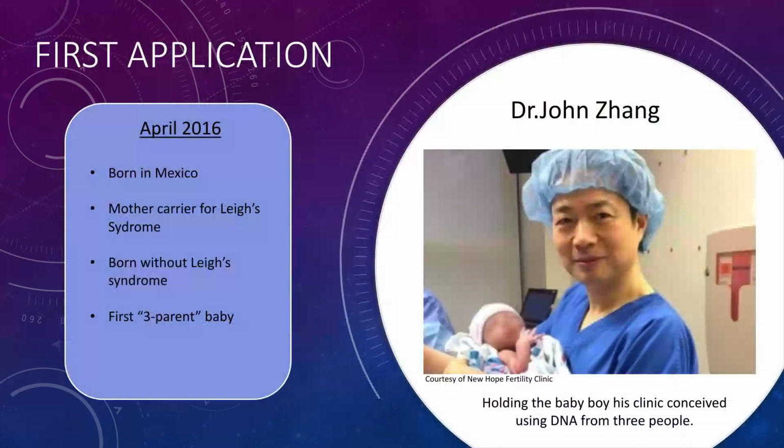This first child was referred to in the press as a 3-parent baby when he was born in Mexico in 2016. This term is slightly misleading, as the child does not have an equal proportion of DNA from each parent. Rather, the majority of the child's DNA is from his parents, with only a small fraction coming from the mitochondria of the donor egg or third parent.